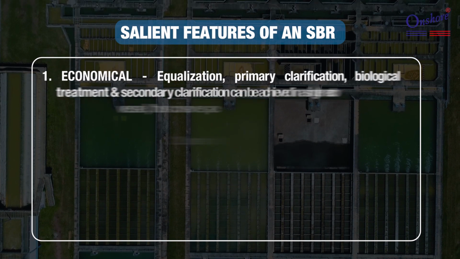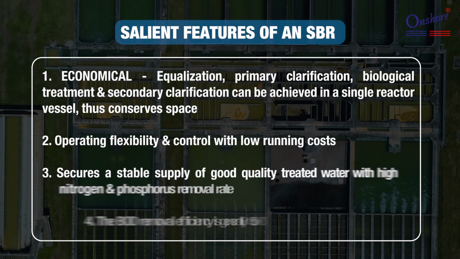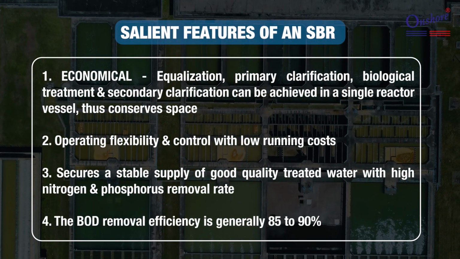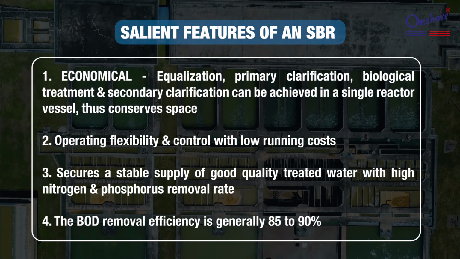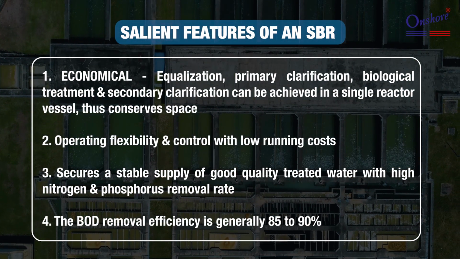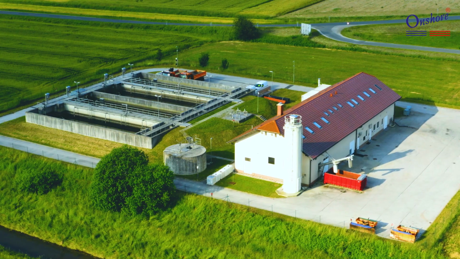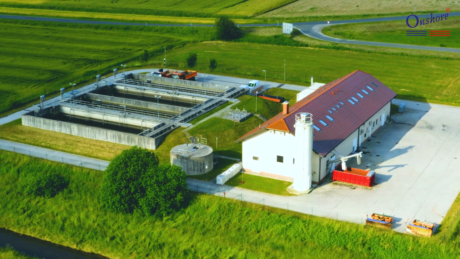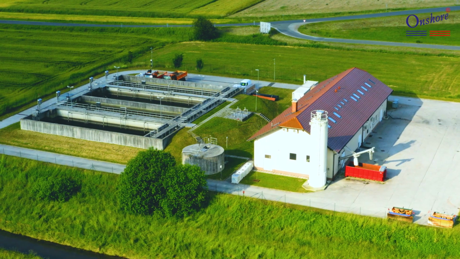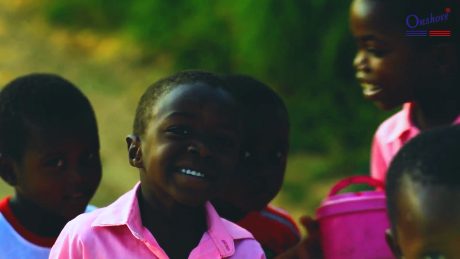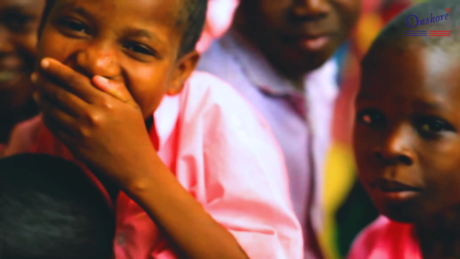Some of the salient features of an SBR are economy of use, low running cost, flexible operation, stable water supply, and efficient BOD removal. With the construction of an SBR-based sewage treatment plant, the project will mitigate all the current challenges and indeed bring prosperity to the people of Juba.